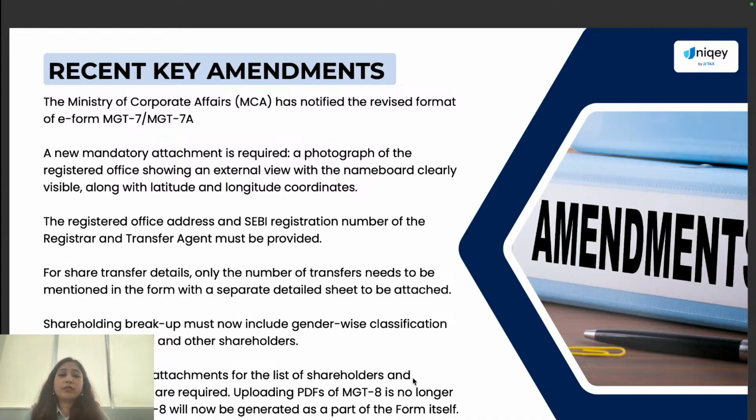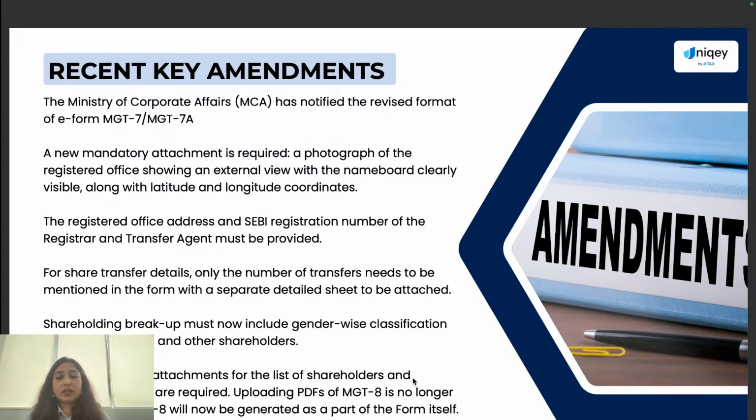Recent key amendments now introduced by the ministry. The Ministry of Corporate Affairs has notified some amendments, and I have mentioned some key ones here. In the new amendment, a photograph of the registered office is required to be mentioned along with latitude and longitude, the registered address as well, and the SEBI registration number is also required to be mentioned. For share transfer details, there is no need to mention the number of transfers in the form. We have to attach a separate sheet to the form.